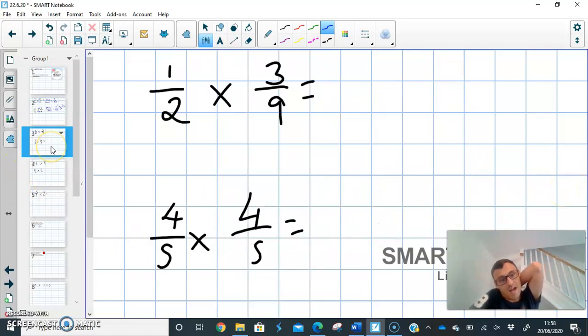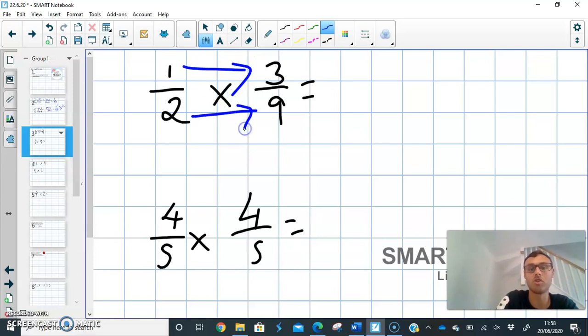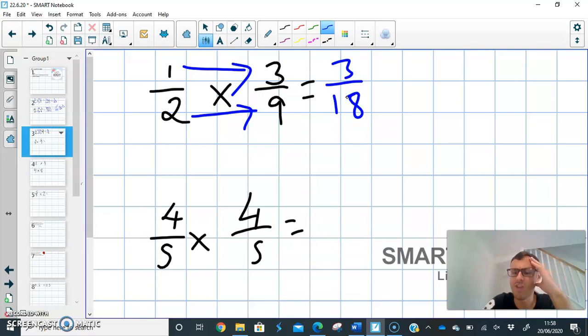Okay. Now, looking here again then, multiplying fractions, nice and easy. Top times top, bottom times bottom, we get 3 over 18. And the times table that goes into 3 and 18 is 3. How many 3's in 3? 1. How many 3's in 18? 6. So my answer becomes 1/6 if I simplify it.